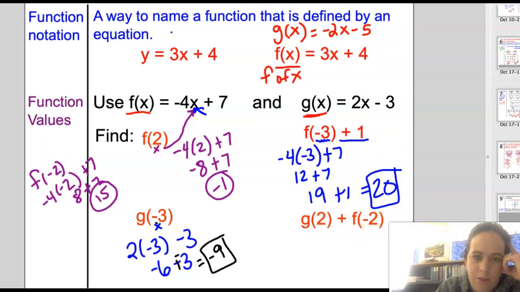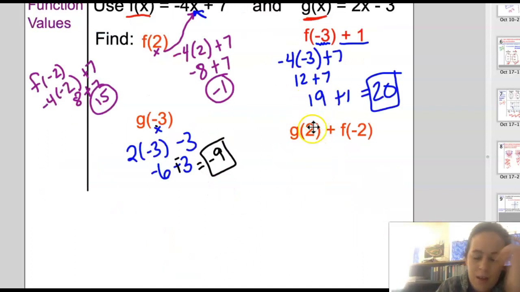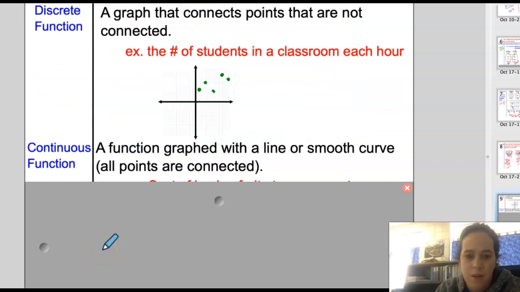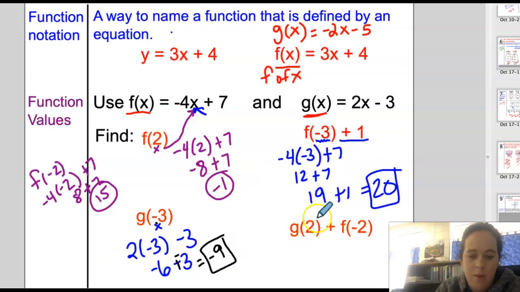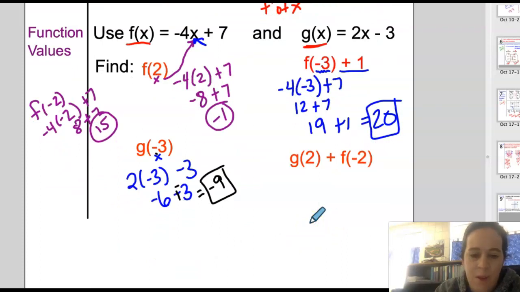Okay, so what if I asked you to do this? Do g of 2 and then add it to f of negative 2. So we're going to first do the g of 2, and then we're going to add on that f of negative 2. So we're going to do g of 2 first.